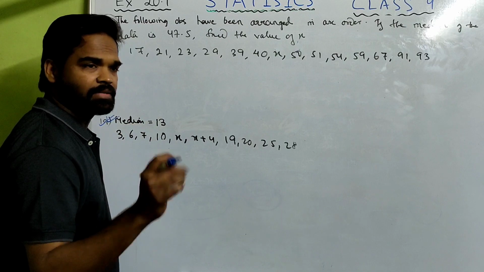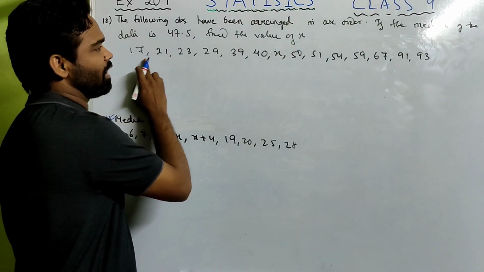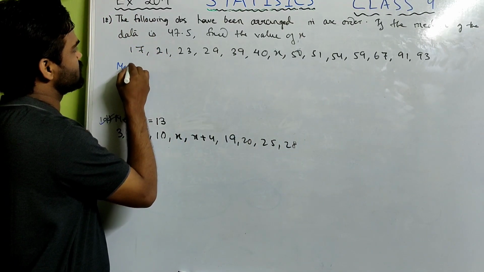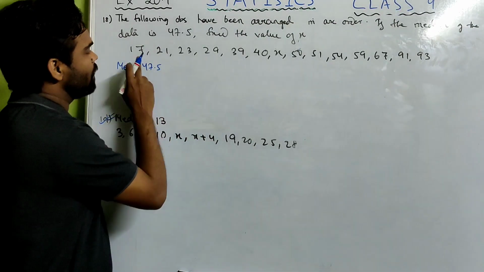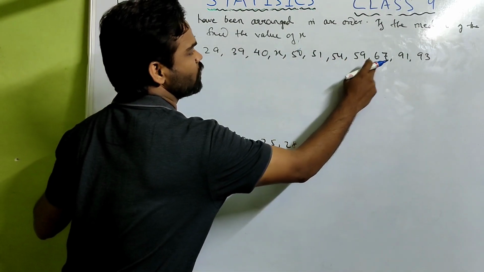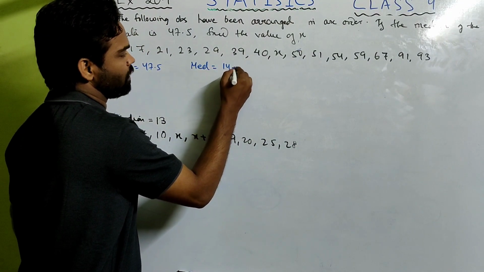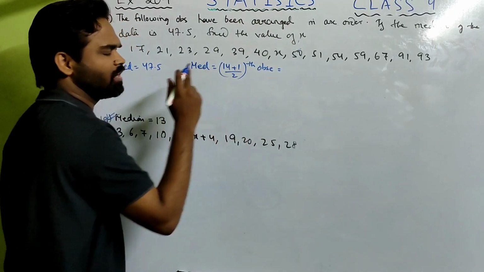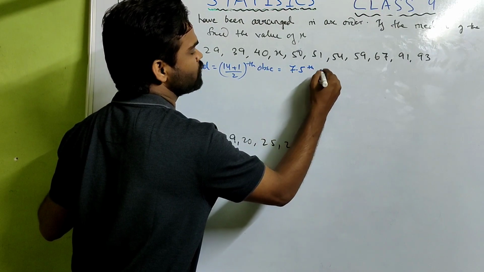Now look at sum number 18. The sums which we have not done, you can solve on your own. Okay, very easy. The following observations have been arranged in ascending order. The median of the data is given to us as 47.5, find the value of x. Now how many data are there? 1, 2, 3, 4, 5, 6, 7, 8, 9, 10, 11, 12, 13, 14. So your median will be the (n plus 1) by 2th observation, which is 15 by 2. 15 by 2 is 7.5 observation.